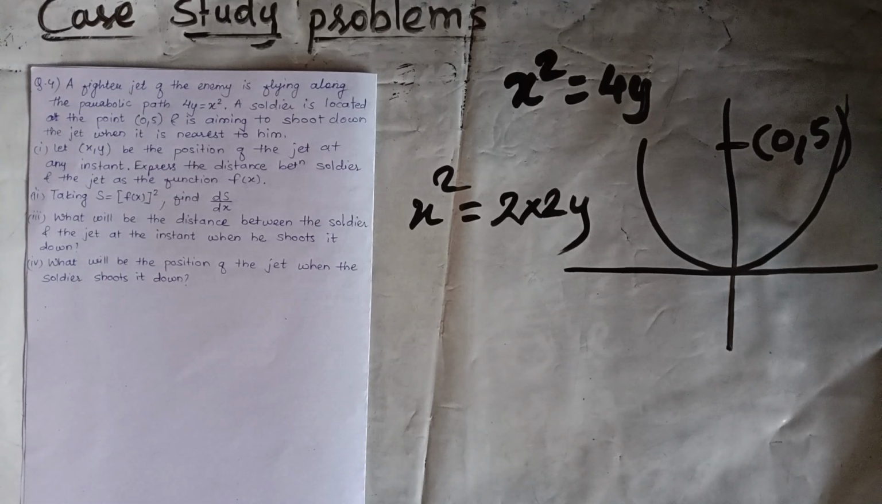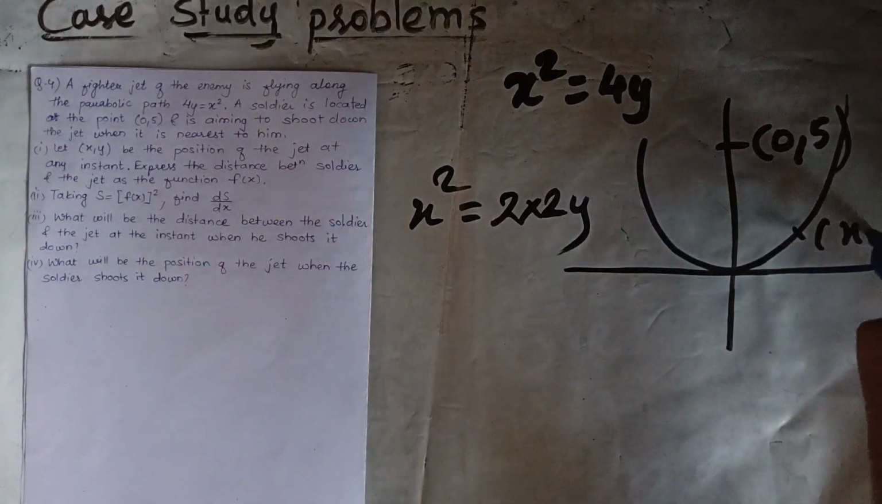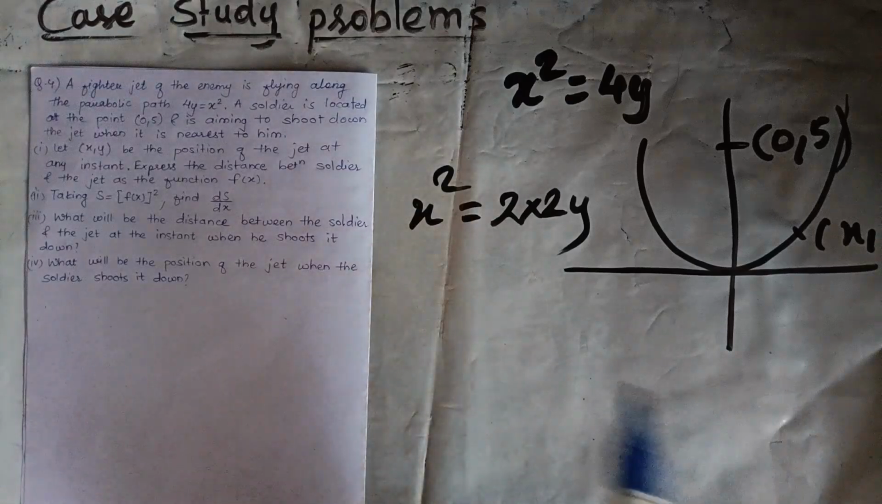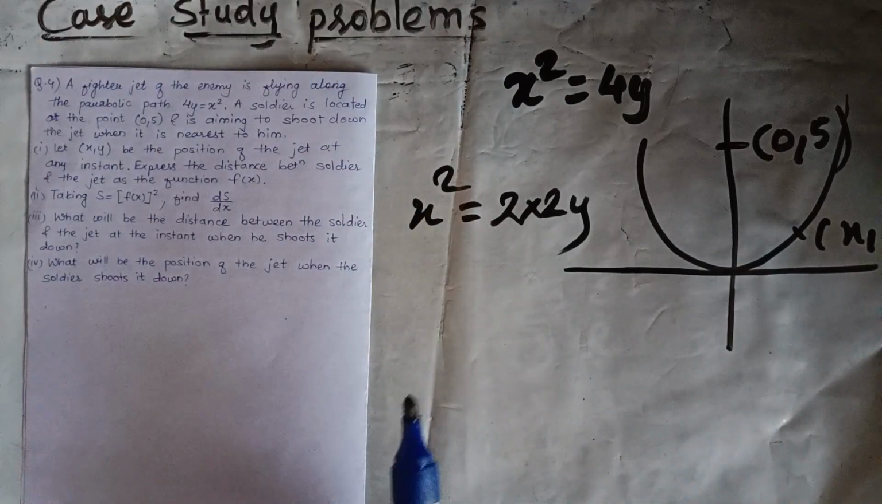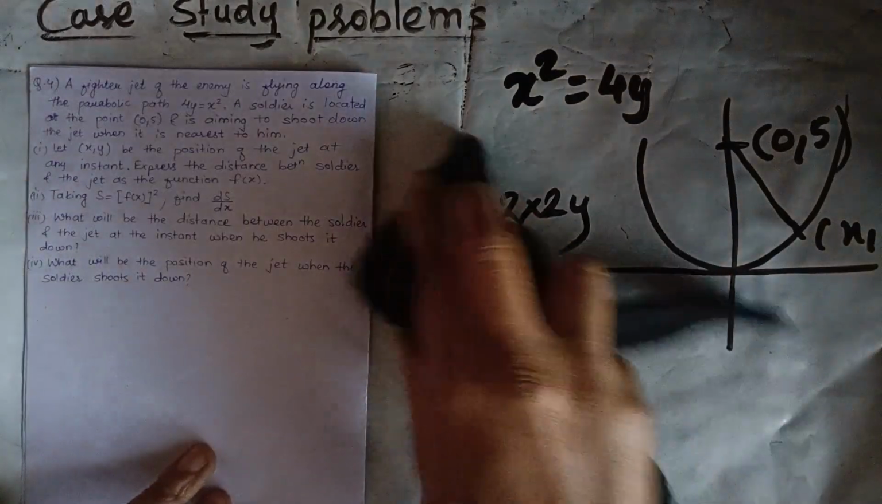So the question is, (x, y) is the position of the jet. So anywhere here, (x, y) is the position of the jet. We have to express the distance between the soldier and the jet as the function f(x). So the distance we have to find. So you can use the distance formula here.